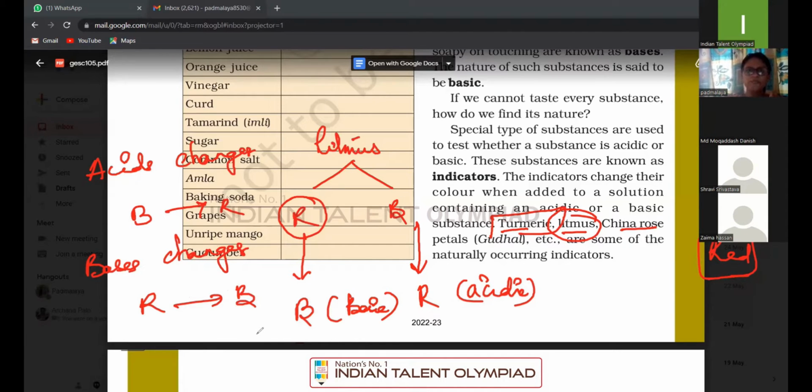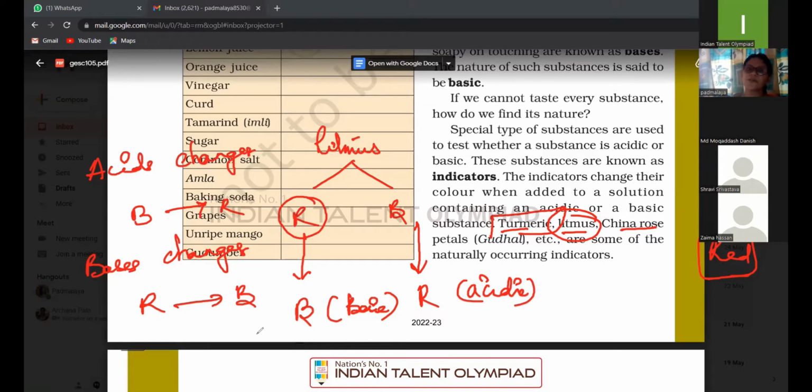Just take a small litmus paper, put it on a lemon. If you are taking a blue litmus paper, the lemon will change the litmus paper to red. Take your red litmus paper, put it on a soap. That soap will change the red litmus paper blue, indicating that soap is basic and lemon is acidic in nature. This is how you can use your litmus paper to find whether the substance is acidic or basic.